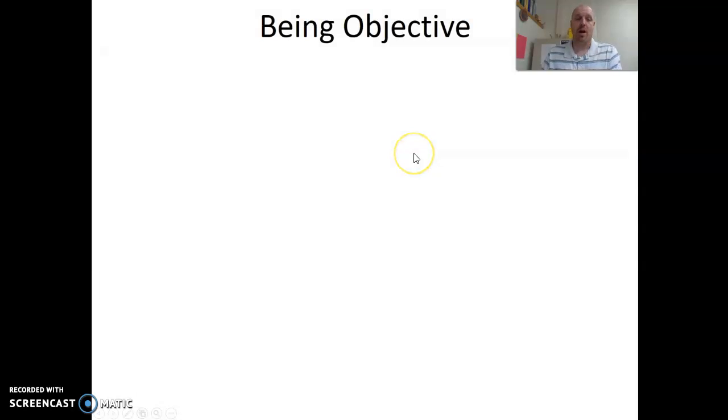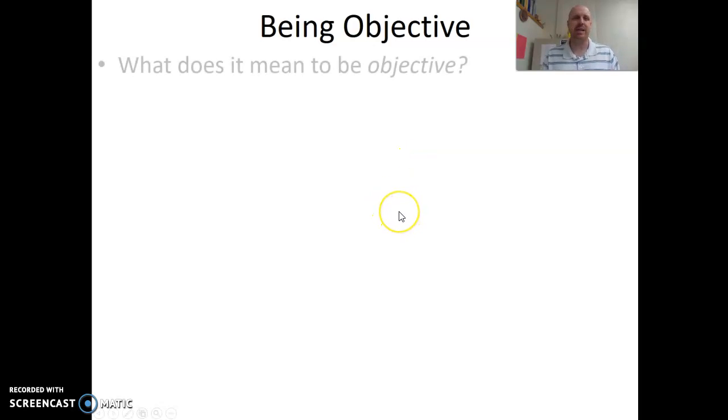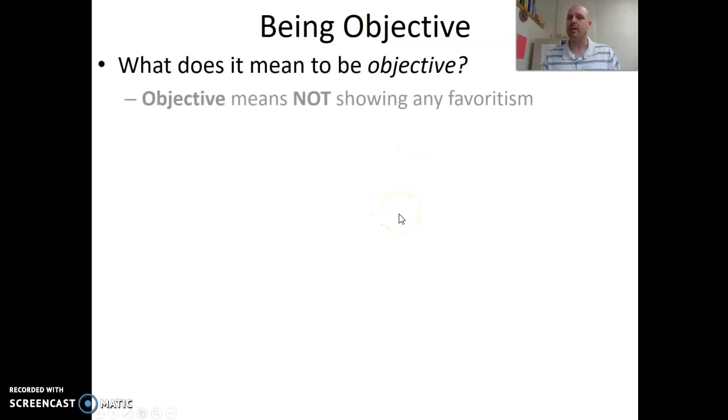Okay? All right, and one of the last things we're going to talk about here about doing an experiment and using the scientific method: you need to be objective. What does being objective mean? Being objective means I'm not showing any favoritism. Okay, it means not showing favoritism.